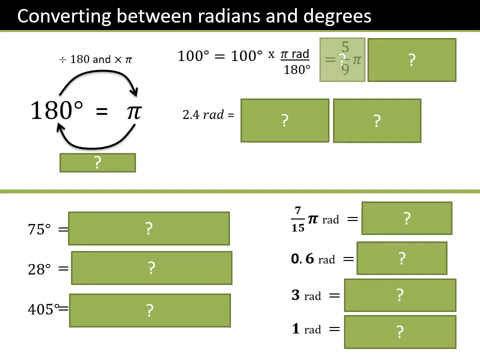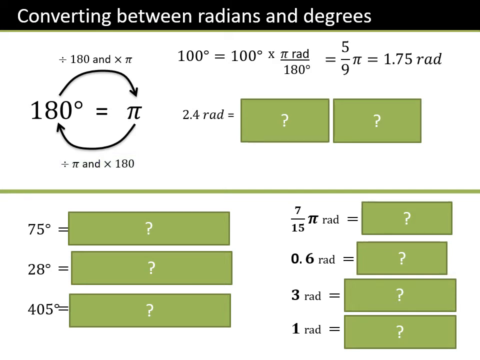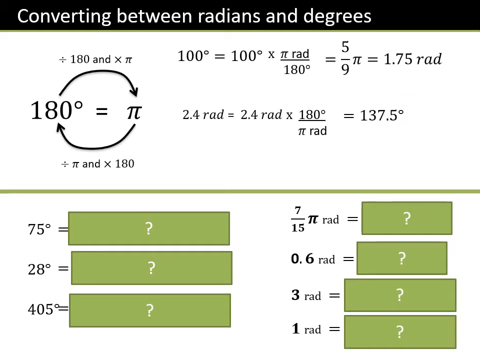That just then gives us 5/9 of pi, and I might wish to evaluate that, round it to 1.75 radians. Working back the other way from pi to 180, we're getting rid of the radians, so we're going to be dividing by pi, and then we're getting to degrees, so we're going to times by 180. So divide by pi, times by 180. Here 2.4 radians, dividing by pi to get rid of the radian measure and introducing the 180 degrees. That takes us to 137.5 degrees.